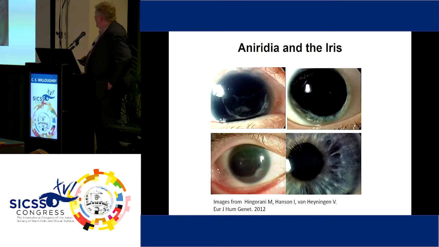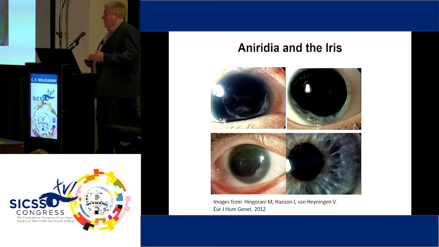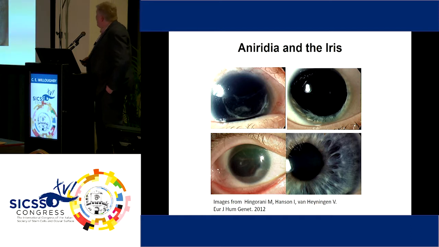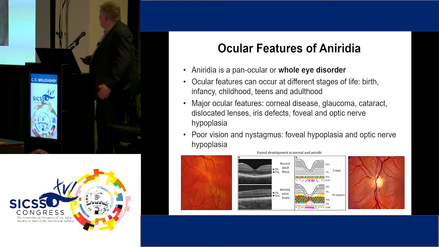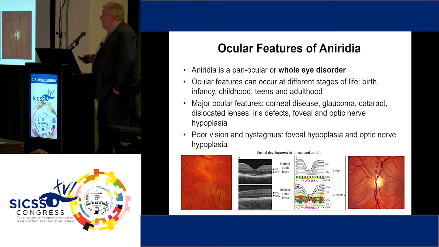As we heard yesterday, aniridia relates to an absence of the iris, but in many patients the iris is present, but it may be partially anomalous in different degrees, or the iris may essentially look normal. So although the disease is named for its iris morphology, it's a panocular disorder, so it affects all the structures in the eye. The ocular features can occur at any age, from early childhood, teenage life into adulthood.